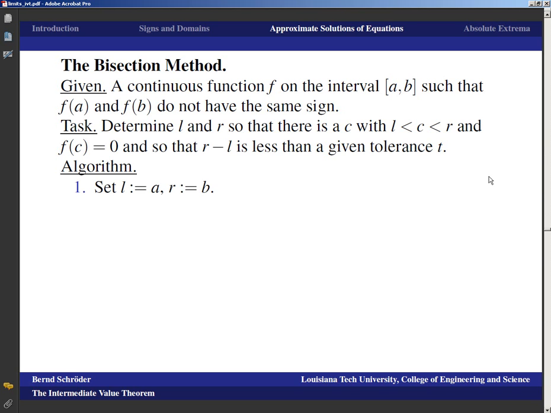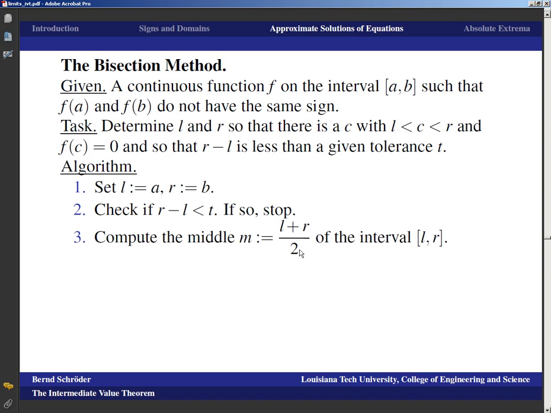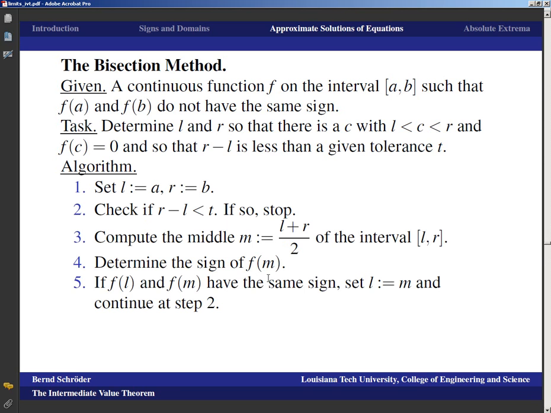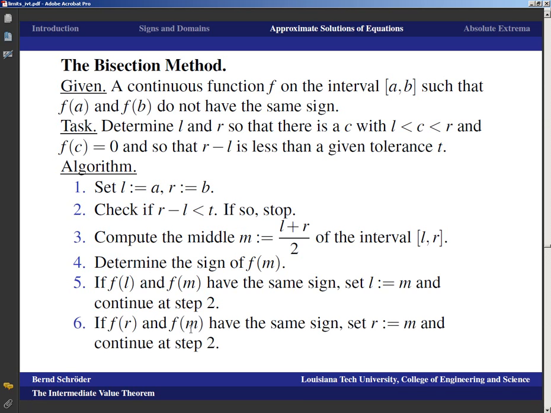Okay, the algorithm then is quite simple. You take your left bound to be A, your right bound to be B. You check if the difference is smaller than the tolerance, and if it is, then you stop, of course. Otherwise, you just find the middle of that interval, and you determine the sign of the value of the function in the middle. And if the left and the middle have the same sign for the output, then your new left endpoint will be the middle, and you continue with step 2. If your right endpoint and the middle give you the same sign, then you set your new right endpoint to be the middle, and you continue at step 2 also, and you just keep doing that until the difference between those points is smaller than the tolerance.